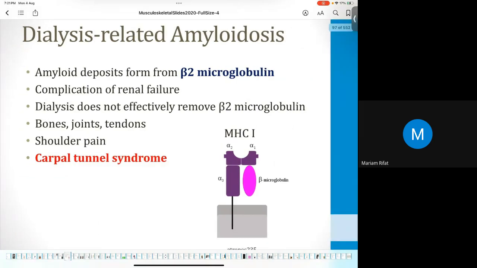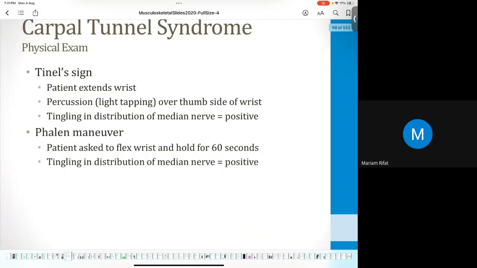Then we have dialysis related amyloidosis. We discussed beta 2 is component of your MHC1. It cannot be filtered out through dialysis. So it would build up in the blood and it's going to deposit in different tissues, including your wrist as well, which can give you carpal tunnel syndrome, right?